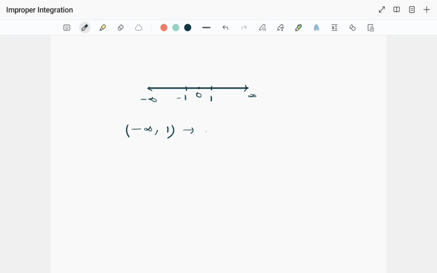How to measure the length? If a, b is an interval, then the length is equal to b minus a. This is the length. So for infinity, the length is infinity, so the interval is an infinite interval. And if we take -1 to 1, this is an example of a finite interval.